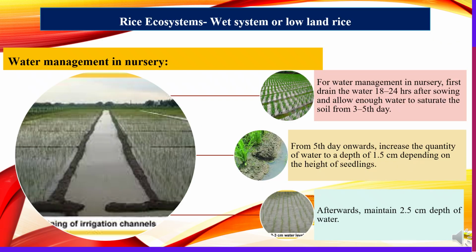Water management in nursery. For proper water management in the nursery, begin by draining the water 18 to 24 hours after sowing to allow the seeds to settle. From day 3 to day 5, ensure the soil is adequately saturated with water to facilitate seedling establishment. Starting from day 5, gradually increase the water level to a depth of 1.5 centimeters, adjusting based on the height of the seedlings. Once the seedlings are established, maintain a consistent water depth of 2.5 centimeters to promote healthy growth and prevent stress.